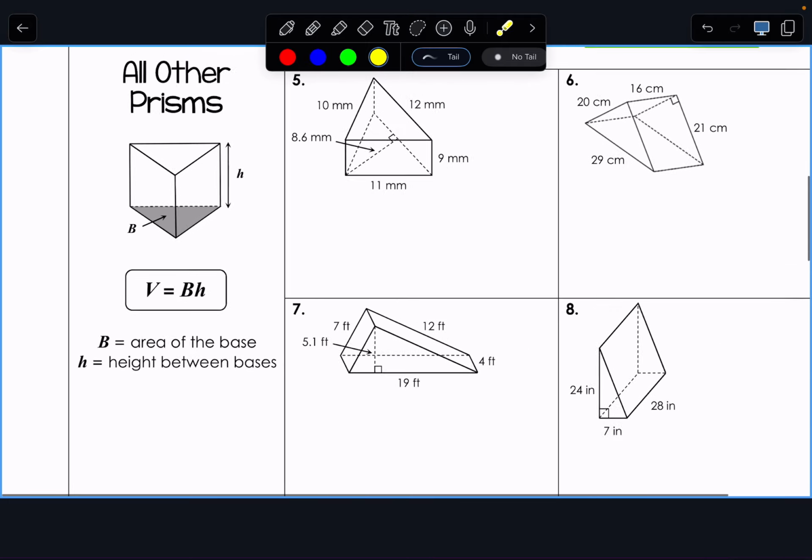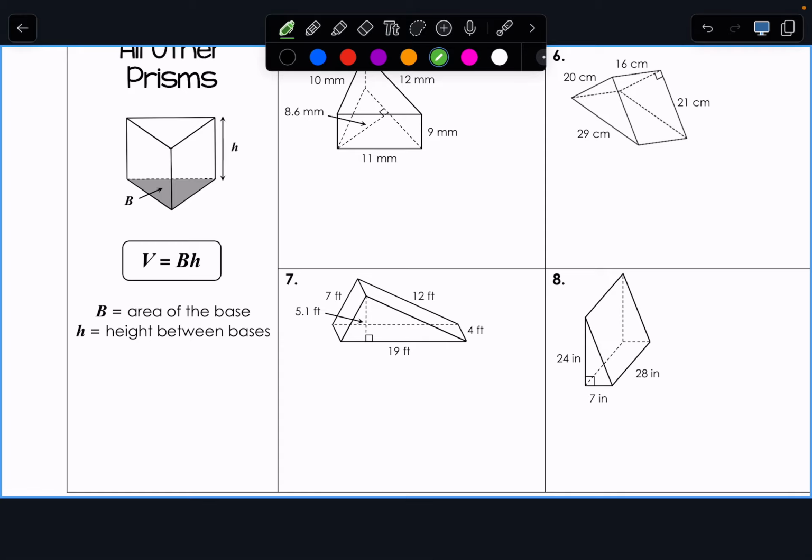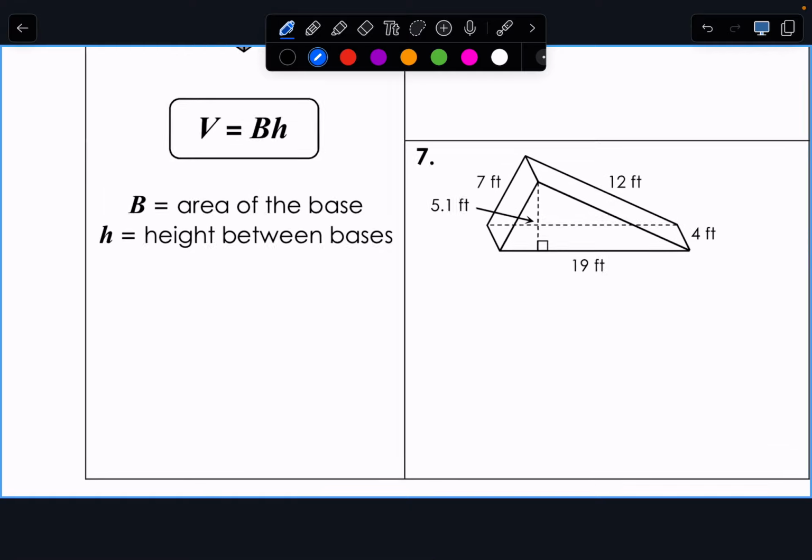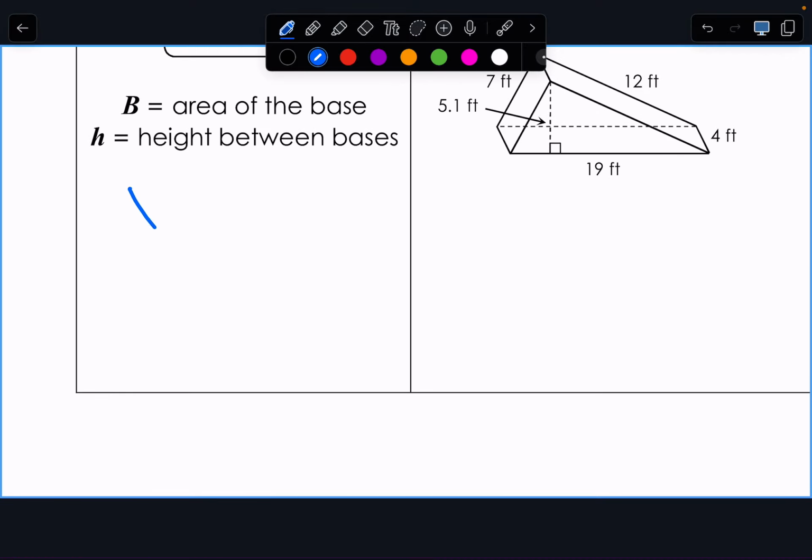Okay. Now, since we're doing specifically triangular prisms, what I want you to do right here is I want you to write volume equals triangle times height. I want you to write that for me. Okay. In order to find the volume of a triangular prism, we're going to take area of the triangle times the height of the prism.